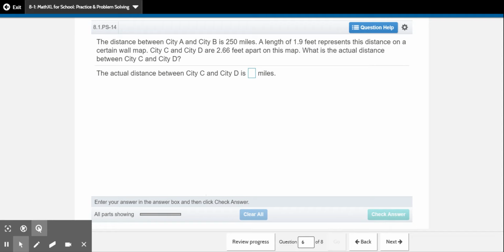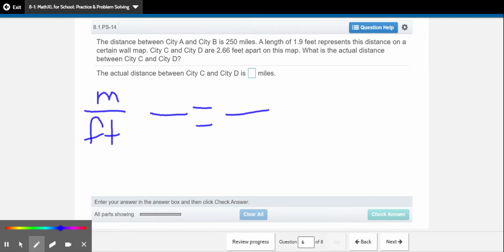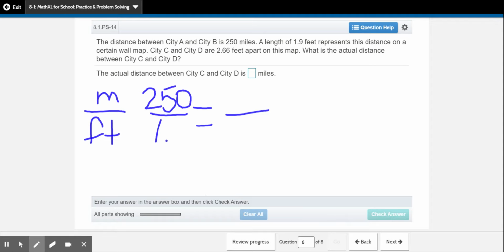So again, we're using proportions. And what 2 things are we comparing? We're comparing miles and feet. So let's label. So now they're saying city A and B is 250 miles. So let's put it with our miles. And they're saying that is equivalent to 1.9 feet.